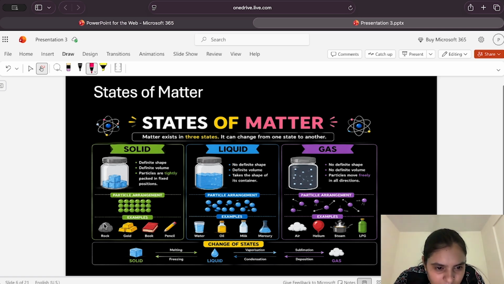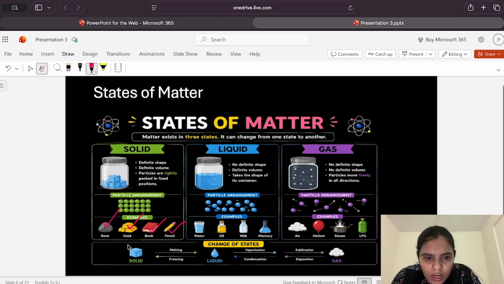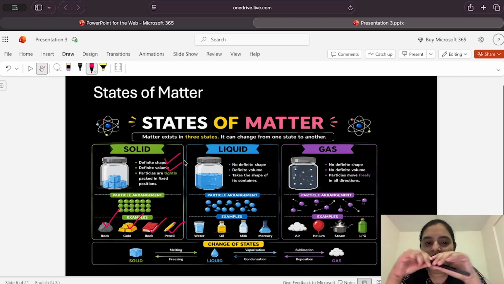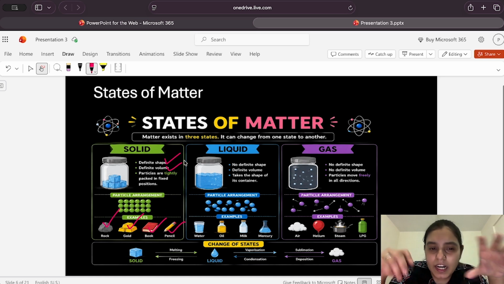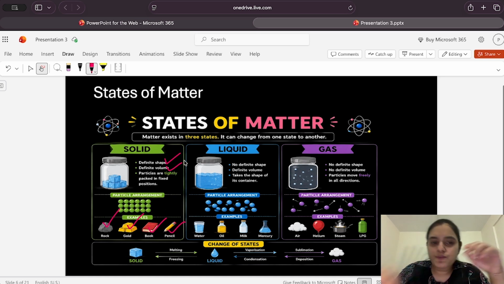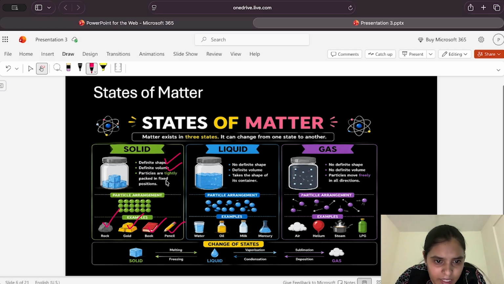A rock, gold, book and pencil. Solid, they all are solid. So, solids have a definite shape and definite volume. I have a pen also. This pen has a definite shape and definite volume. Particles in this pen are tightly packed in fixed positions. So, in solids, particles are tightly packed in fixed positions.